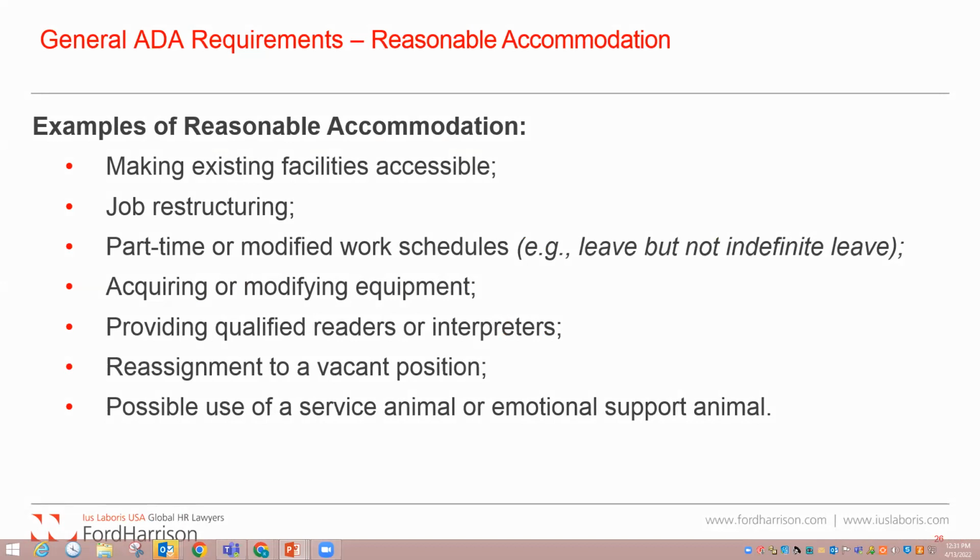And again, here's some more examples: putting in a ramp, making facilities accessible, modified work schedules. These are all some common examples of possible accommodations. And if the employer knows the employee has a disability that affects work, the employer should take the first step to initiate the interactive process, and not say, oh, well, the employee has to fill out a specific form to request that.